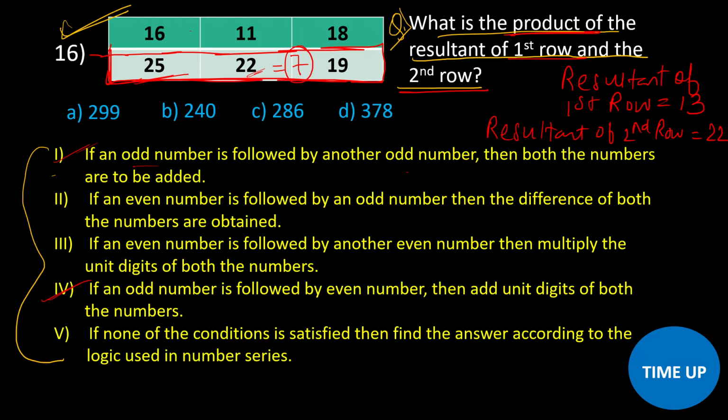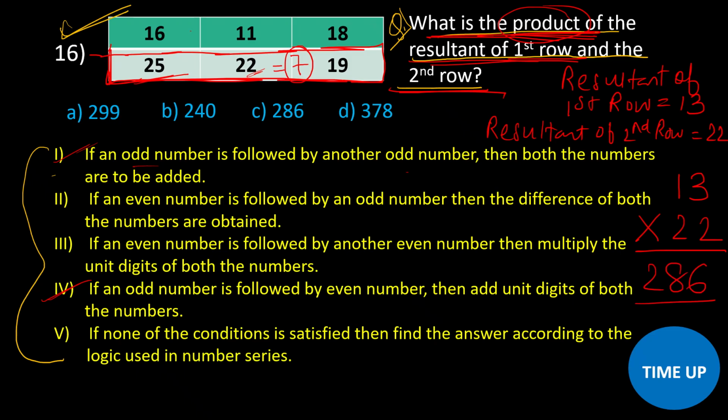What has been asked in the question? What is the product of the resultant of the first row and the second row? We have the resultant of both rows. Resultant of the first row is 13. Resultant of the second row is 22. They have asked for the product, so you will do multiplication. How much will you get? 286. So the answer is C, 286.